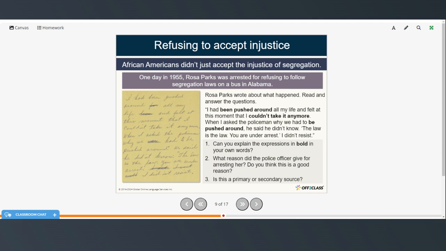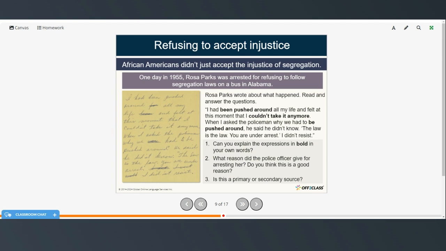So, can you explain the expressions in bold in your own words? Pushed around and couldn't take it anymore. What do you think those things mean? And what reason did the police officer give for arresting her? Basically, he just said the law was the law. And do you think this is a good reason?